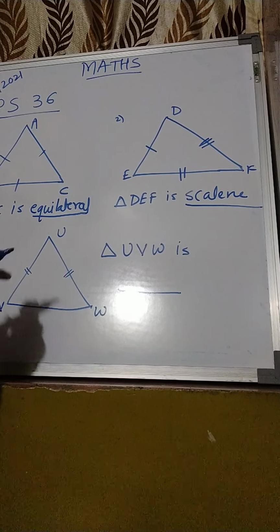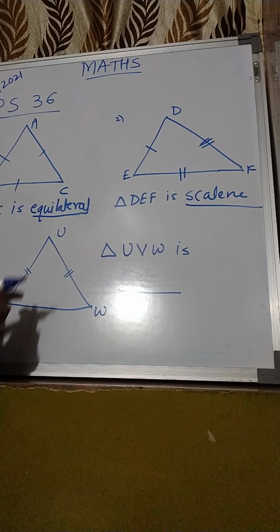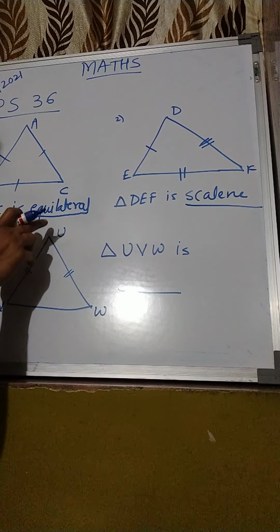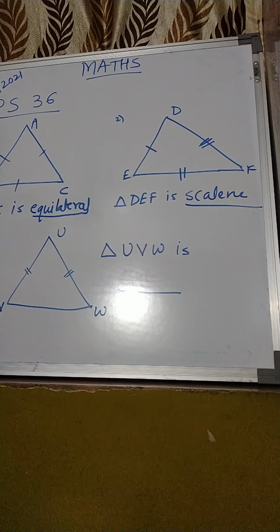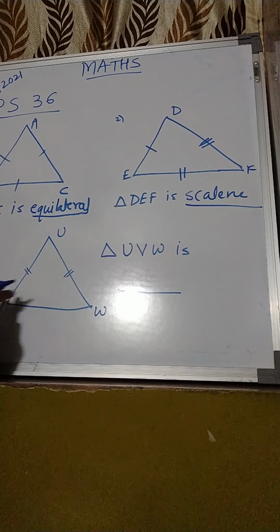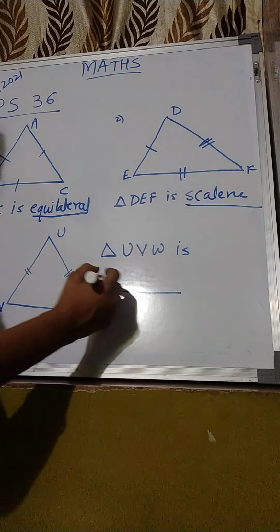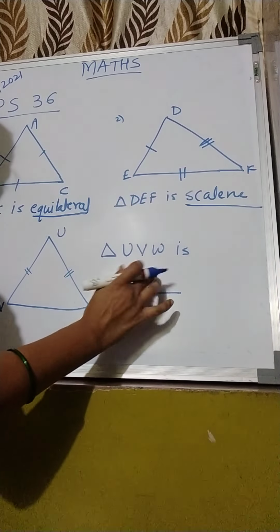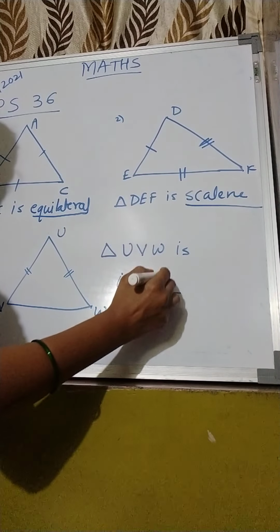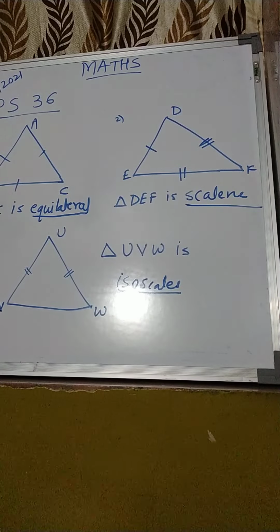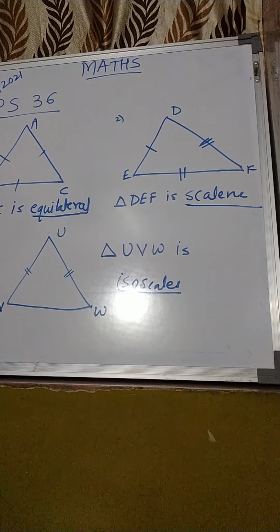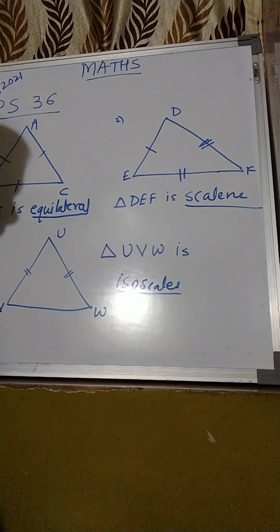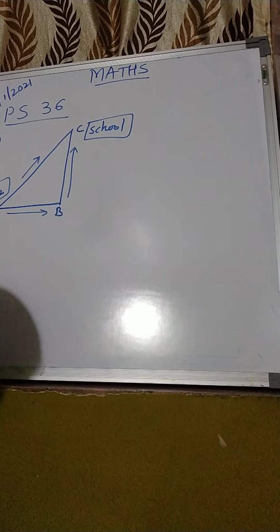Move to the third one. See, the third one is UVW. On this, UV has two lines, also UW has two lines. So these two lines mean these two sides are of the same scale or same unit. So this type of triangle is called isosceles. So based on sides, we have solved this question number 2. Now move to the third one.